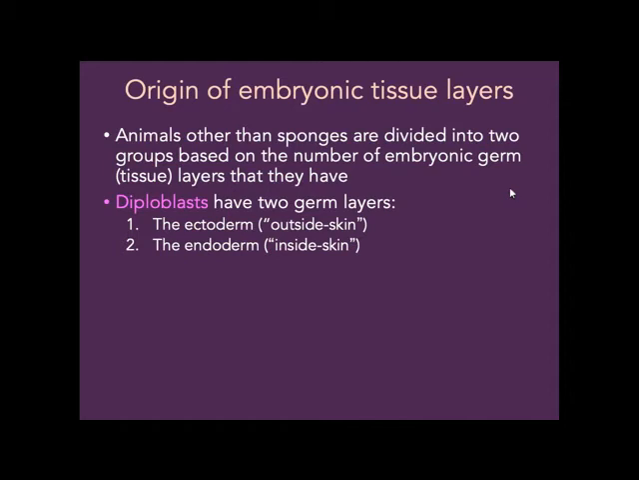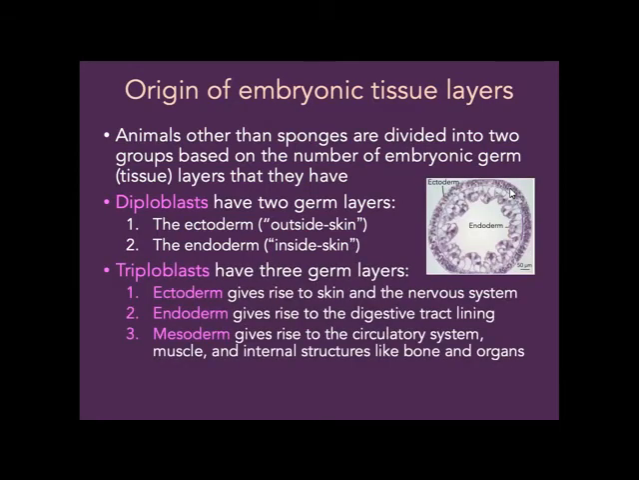The ectoderm just means outside skin, and the endoderm, inside skin. Triploblasts have three germ layers. So the ectoderm is on the outside, the endoderm is on the inside, and the mesoderm is in between the ecto and the endoderm. The ectoderm gives rise to the skin and the nervous system, the endoderm gives rise to the digestive tract lining, and the mesoderm gives rise to the circulatory system, the muscle, and internal structures like bones and organs.